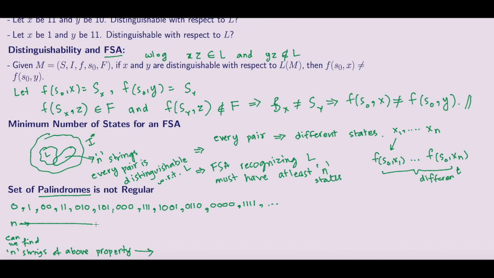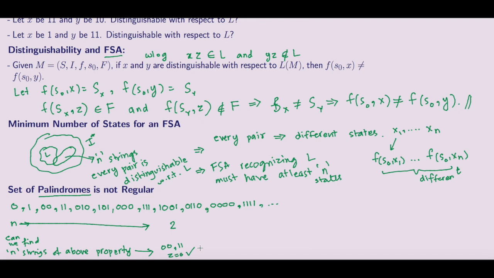So I'll have a big arrow here. Okay, so if n is 2, for example, can we find that they are distinguishable with respect to this? Yes, we can, because we can find 00 and 11, and they are distinguishable by 0. So z is equal to 0. This means we can find two strings which are distinguishable with respect to the set of palindromes.